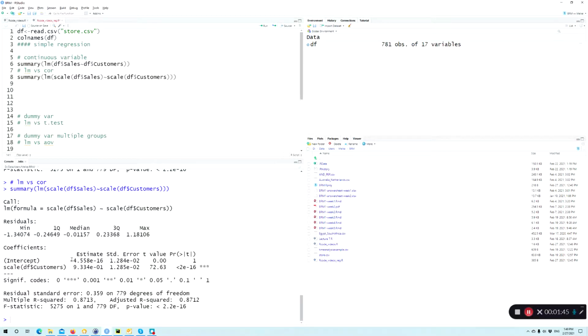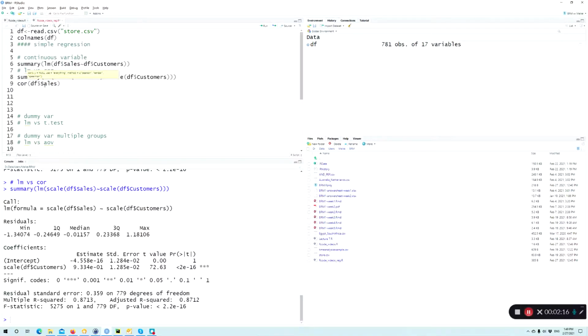Now these coefficients read that the intercept is the mean level of sales, in terms of standard deviation, for when there are 0 customers, and the beta coefficient shows that if there is 1 standard deviation of extra customers to the store, you will get 0.9334 extra sales in terms of standard deviation. Yeah, so now everything has to be interpreted in terms of standard deviation.